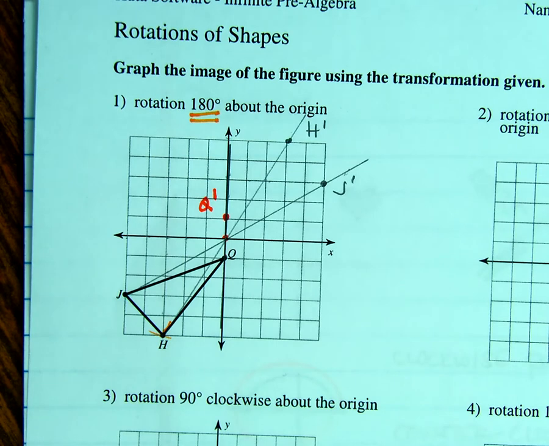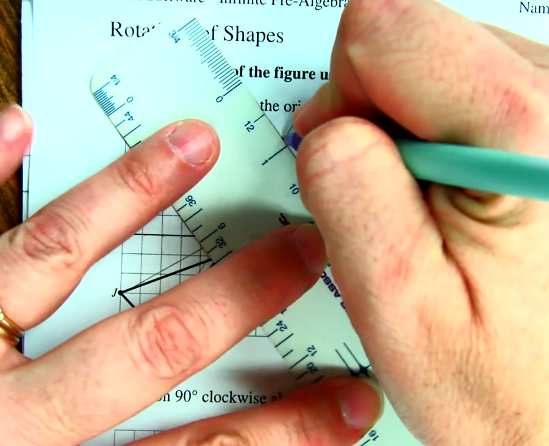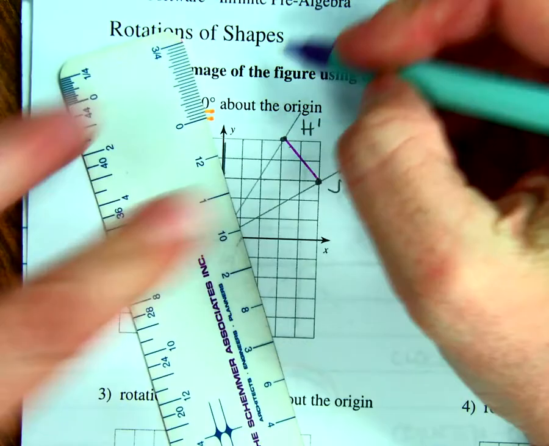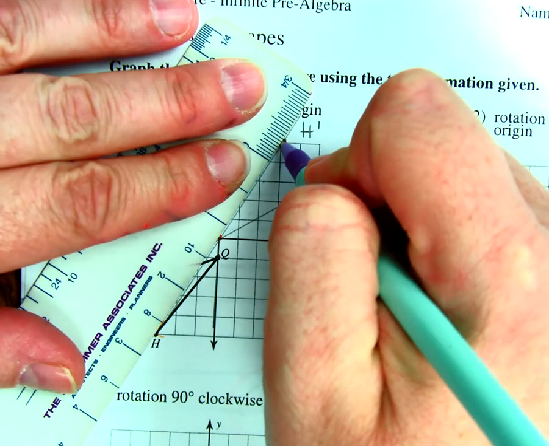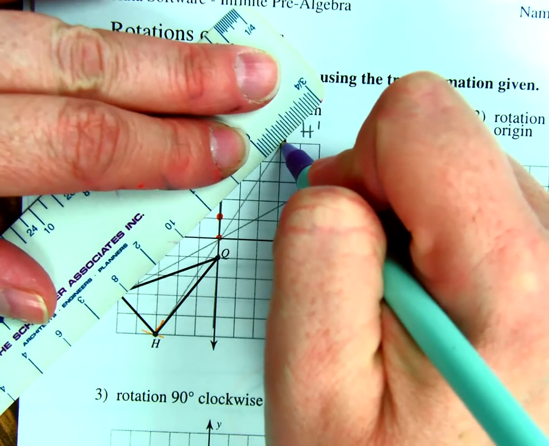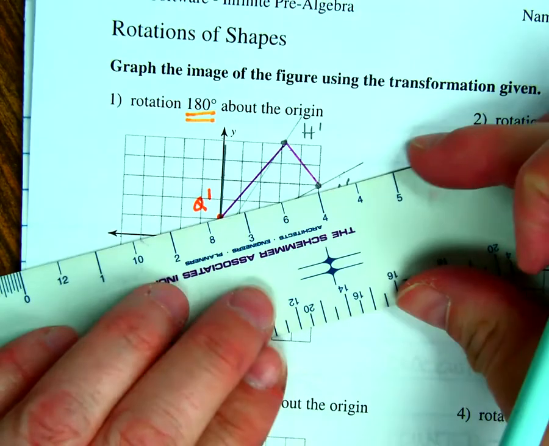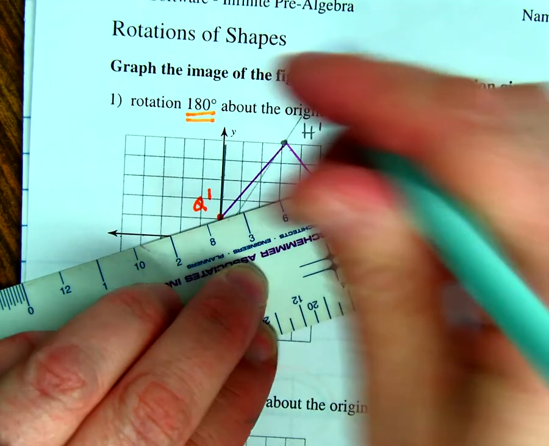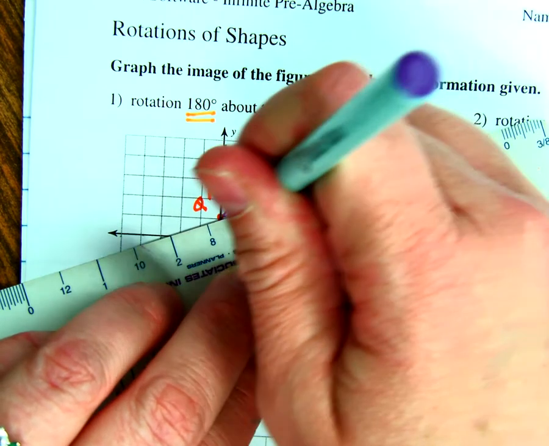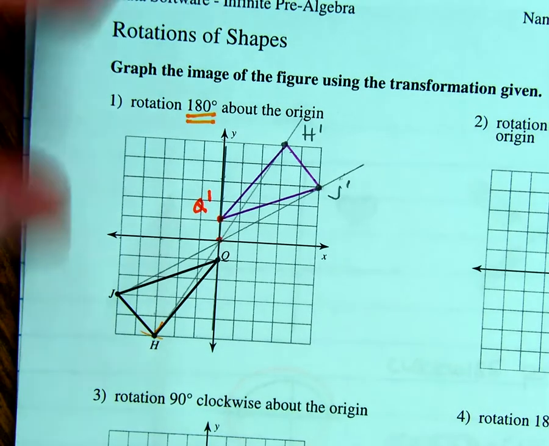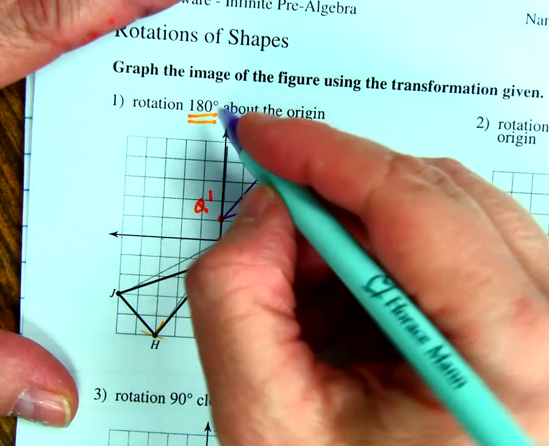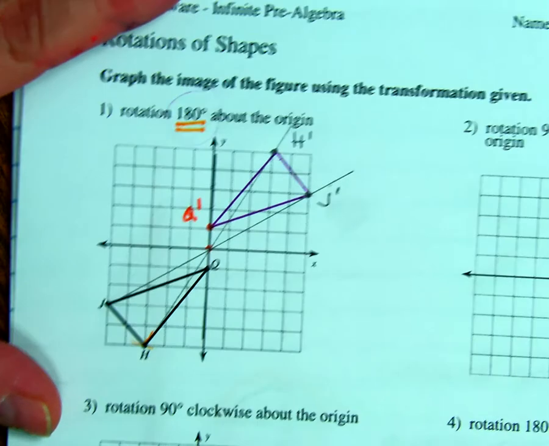Now I can take my pen and with my straight edge, Q is right there. Okay, so that's what it would look like if I rotated this 180 degrees.